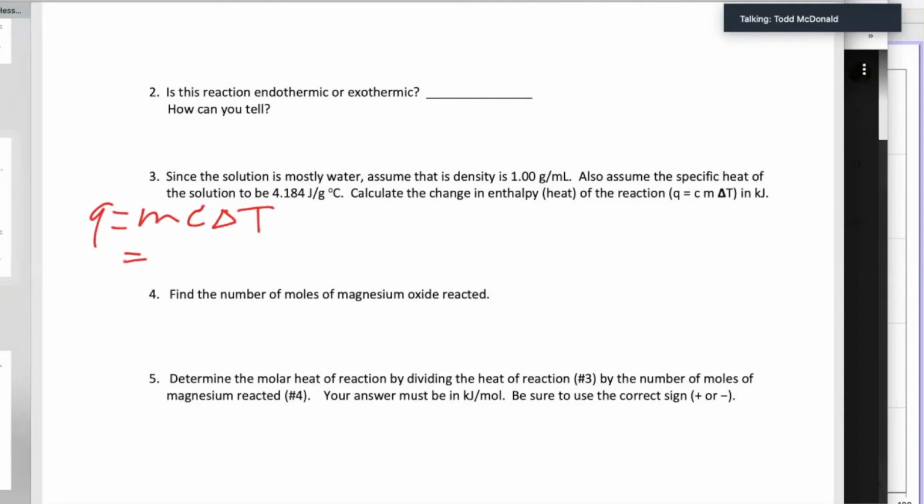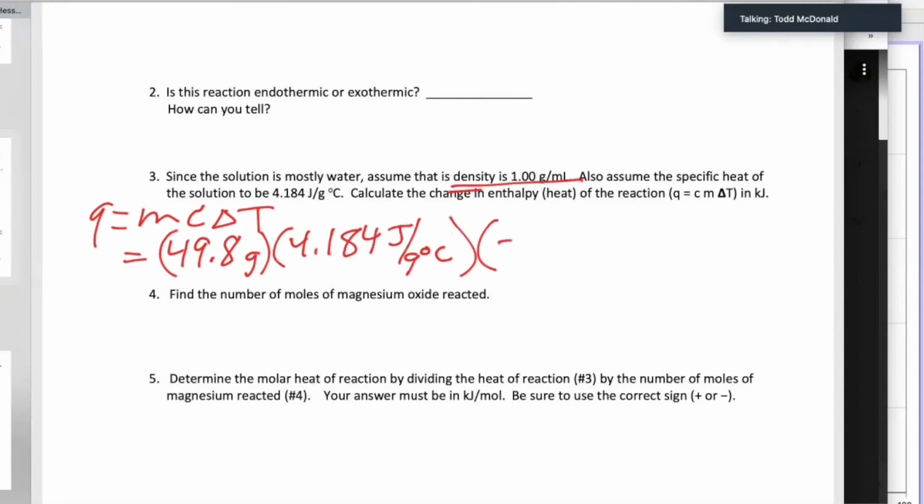The mass has to do with the solution. Since I put in 49.8 milliliters, and since we're assuming the density is 1, we're going to just use it as 49.8 grams as our mass. Specific heat, we're supposed to use this 4.184 joules per gram degree Celsius. And our temperature change was a positive 3.6 degrees Celsius. We plug this into a calculator. The calculator is going to give us 750, going 2 sig figs, joules of energy, right?